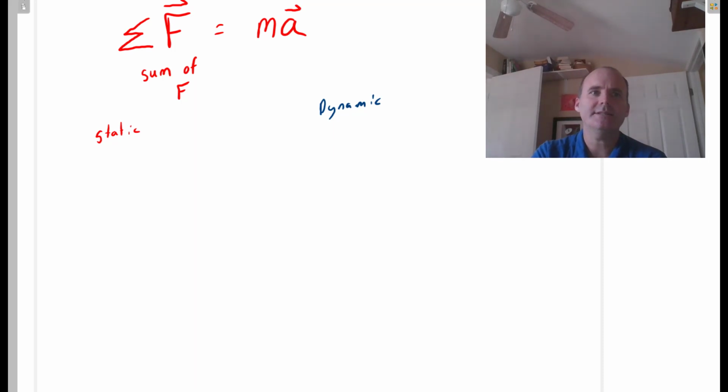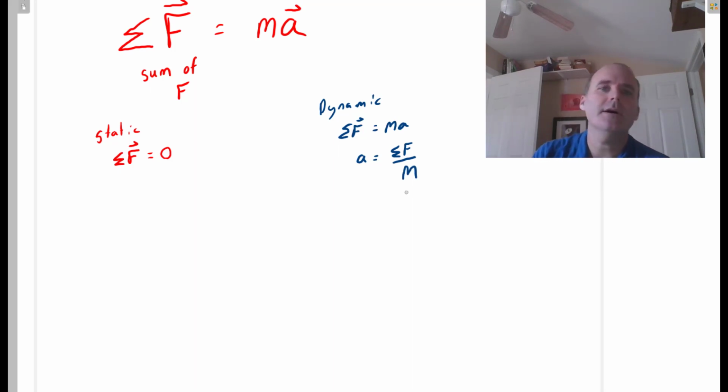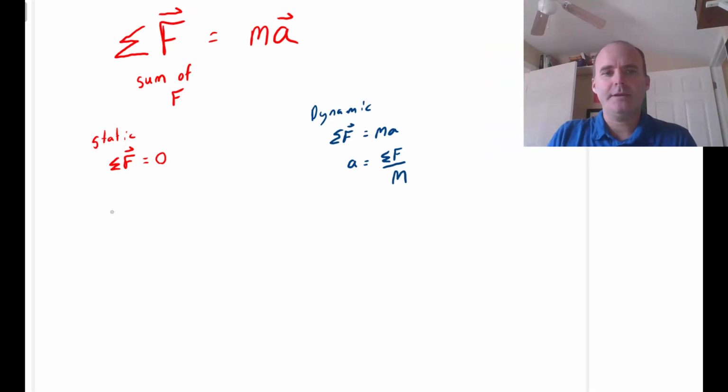Okay, so in the static sense, if my forces are all static, that means I'm not accelerating, and that means the sum of my forces is 0. In the dynamic case, I am accelerating, so I'm going to have some sort of acceleration. I can rearrange it like this: if I'm trying to solve for my acceleration, it's the sum of my forces divided by mass. Okay, so let's look at an example here.